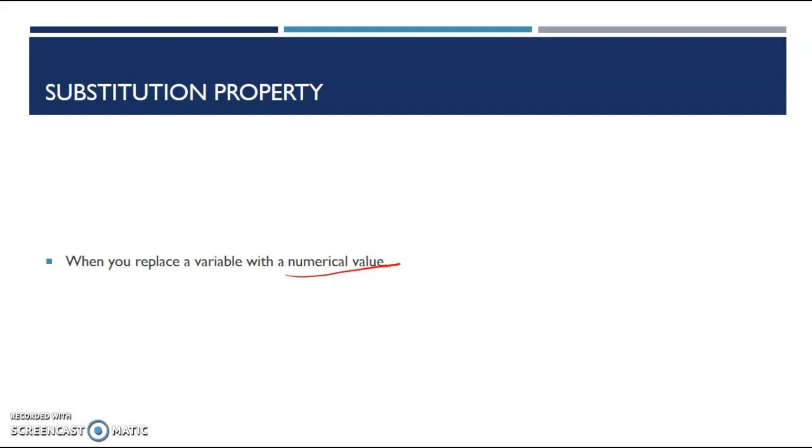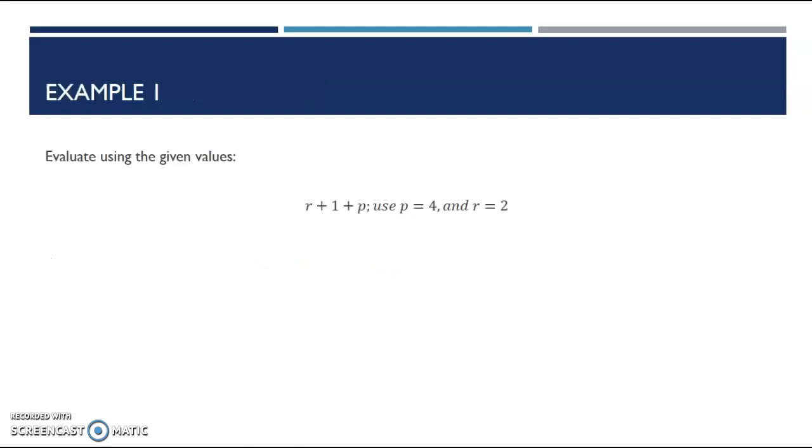Substitution property is a lot like if you're playing a sport, like basketball, volleyball, football. When someone substitutes in for you, you come off the field and they go in. So it's the same thing with the substitution property.